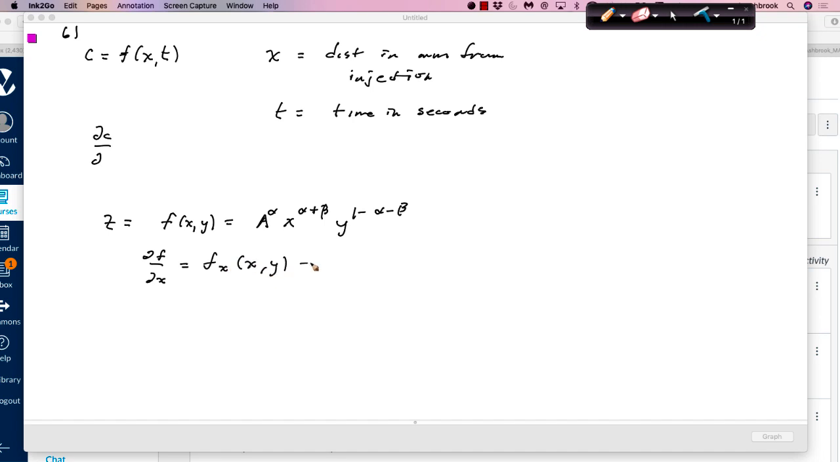So what does the partial derivative with respect to x mean? You take the derivative of x, ignore everything else, i.e. treat as a constant. Everything else is constant, right? So all these, this alpha, beta, these are all constants, and then the y is constant, right? So what about a to the alpha? Stays the same. What about y to the 1 minus alpha minus beta? It's all constant, right?